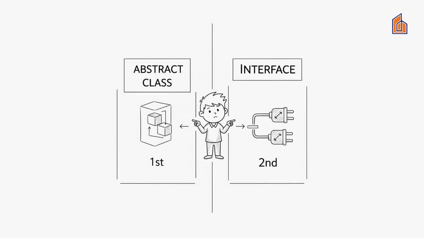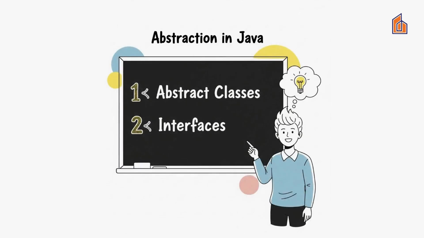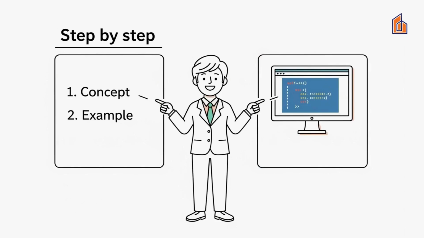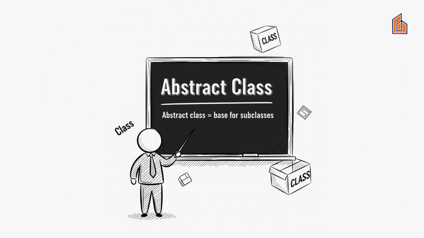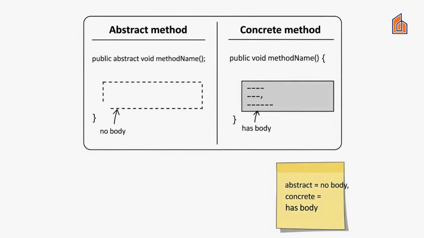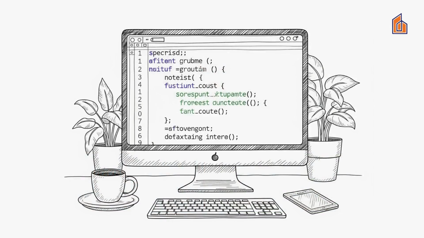In Java, we achieve abstraction in two ways. First, using abstract classes, and second, using interfaces. Let's see both step by step with an example. Now, let's first understand abstract class. An abstract class can have an abstract method, that is without body, and a concrete method, that is with the body. We cannot create an object of an abstract class, but we can create objects of its subclasses. Now, let's see an example.